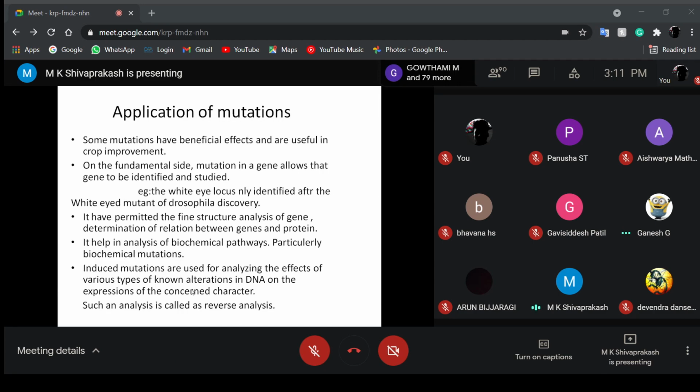Then induced mutations are used for analyzing the effects of various types of known alterations in DNA on the expression of the concerned characters. Analyzing the effects of these different alterations in DNA on the expression of the concerned characters can be understood by introducing mutation. Such an analysis is called reverse analysis.